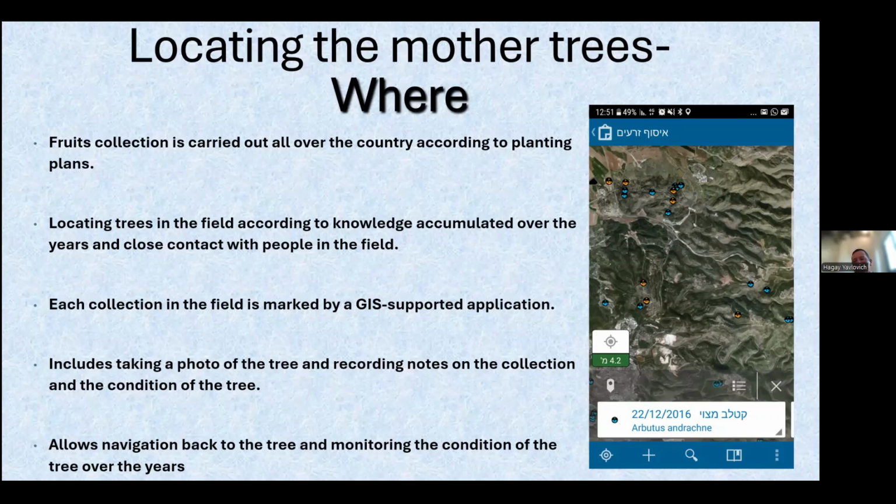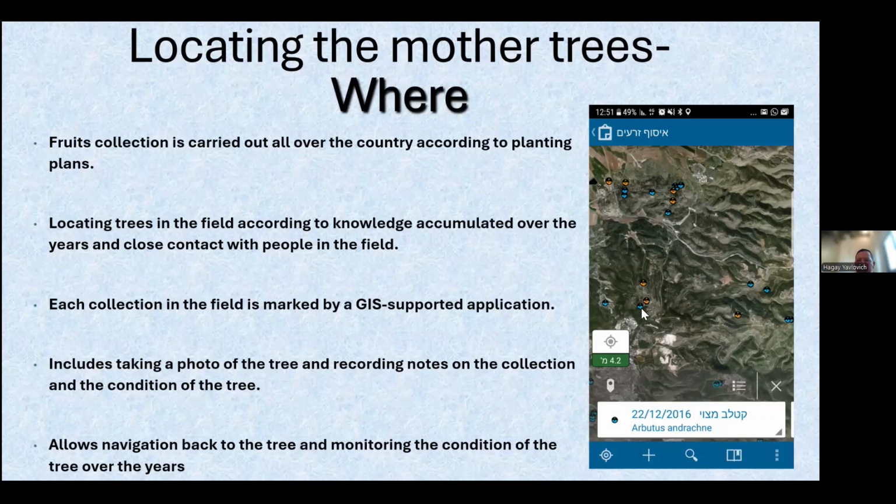So that's why we have to be in connection with people in the field all the time, because foresters and people in the fields are in connection with us, and they can tell us they found a very big tree or a very good tree that they think it will be good to collect seeds from. And then I come with my employees, and we see the tree and decide if it's really good to collect seeds from it or not. And as I said before, each collection is marked in the GIS.